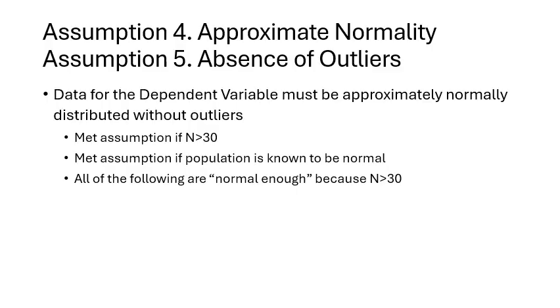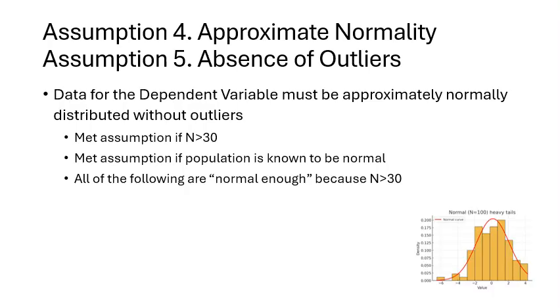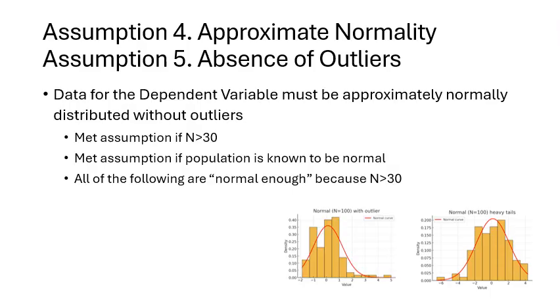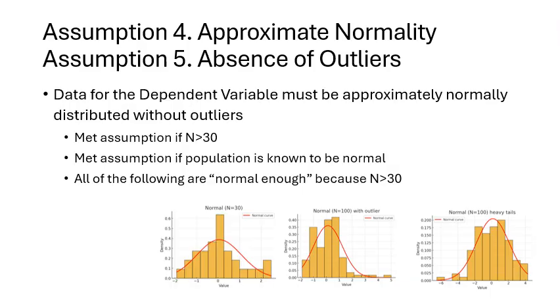And so when we look at these following histograms, we'll see that all of them are considered normal enough, even though they might not look that normal. And that's because n is greater than 30. We can see here, this one has a little bit heavier tails, but it's still considered normal. We can see here there's an outlier, but it's not that severe. We might still consider this to be normal, even though it doesn't look that normal, because we've got this n greater than 100. Here we have an n of 30.